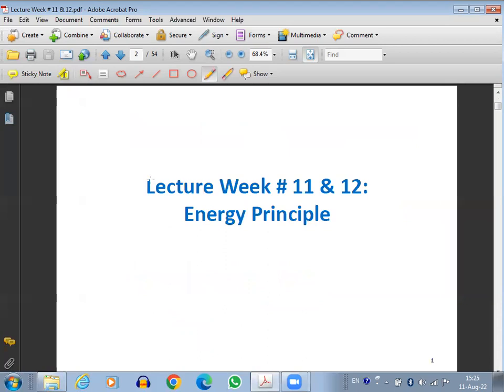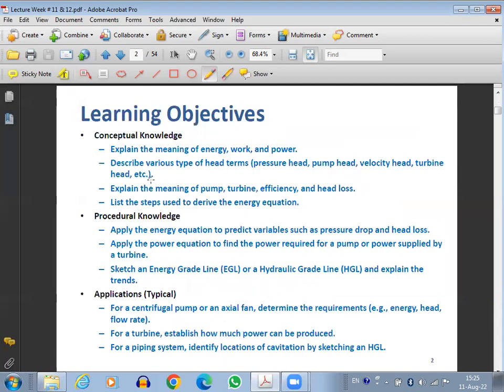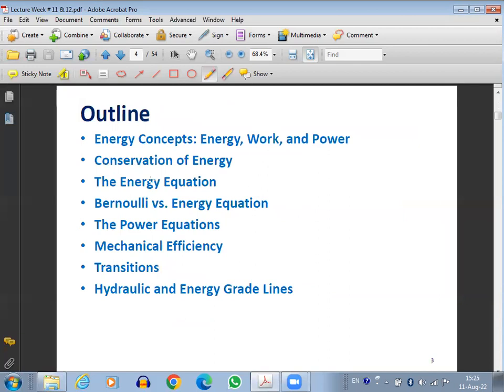So this is lecture weeks 11 and 12. This is about the energy principle, where we apply the energy equation in fluid flow problems. Our course outline for this chapter would include concepts related to energy, work, and power. These are not new concepts. Most of these you already took in your secondary school, matric, inter, or O-level, A-level, whatever it is, and also in relevant courses of physics, even in your engineering.